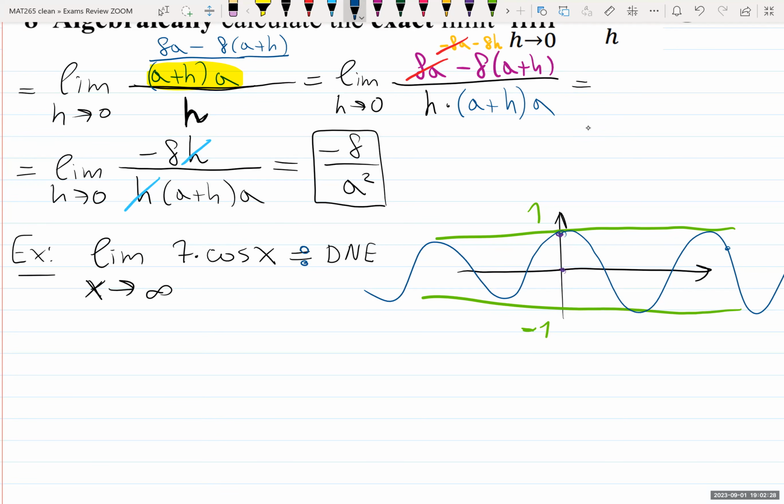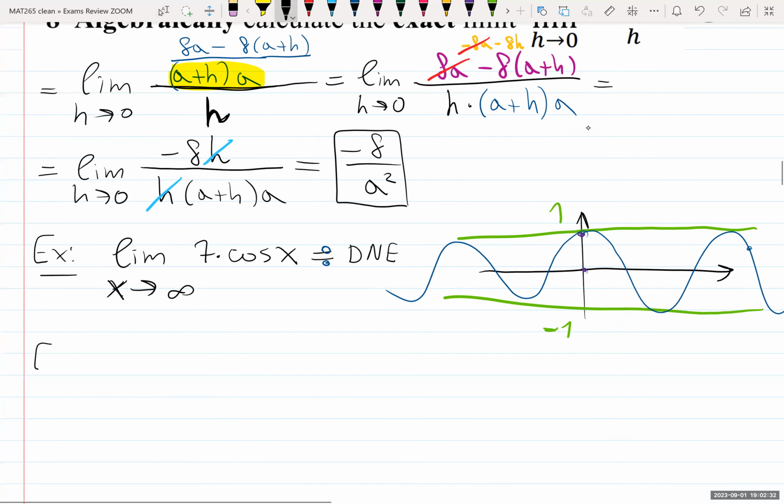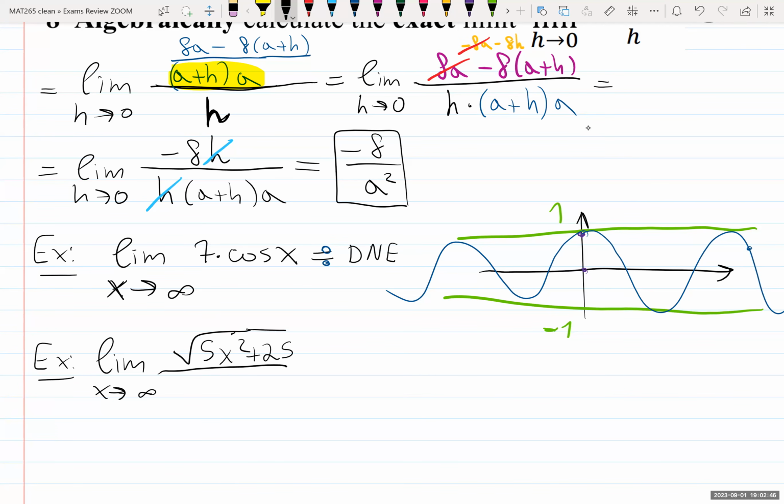Now let me ask you about this one. One more example with limits, and we can go on to other stuff. The limit as x approaches infinity of the square root of (5x squared plus 25) over (9x plus 6). Can you give me the answer right away?